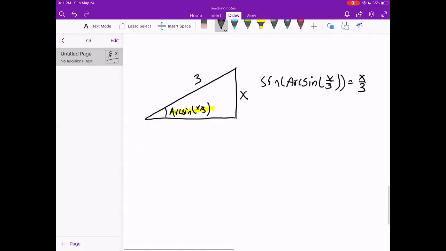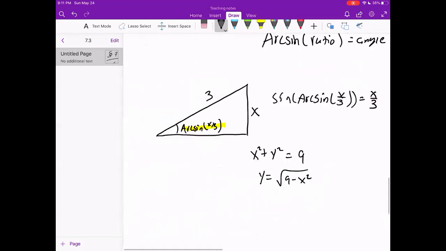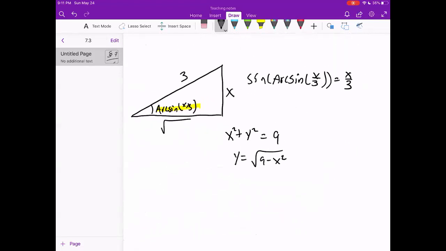Okay, so with that, I can use the fact that, if I call this side y real quick, I'm going to erase it in two seconds. I know that x squared plus y squared should be equal to 3 squared, which is 9. That tells me y is equal to the square root of 9 minus x squared. So this side is the square root of 9 minus x squared. Now, why did I do all this? I did all this because I want to put my answer in terms of these terms here if I can.